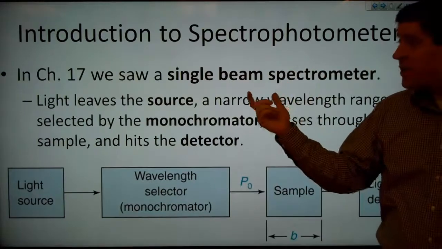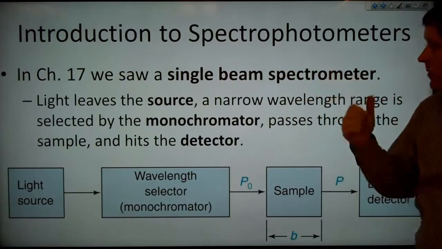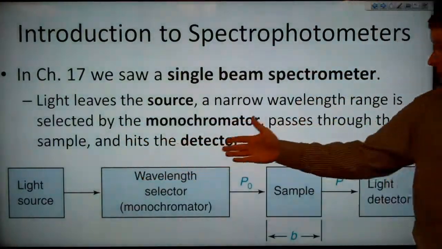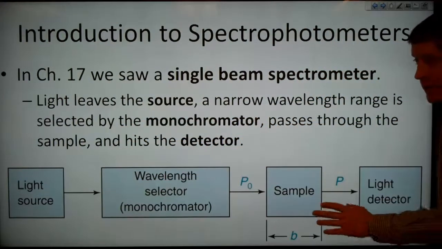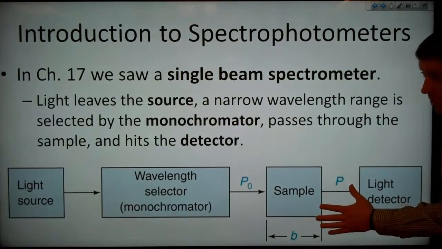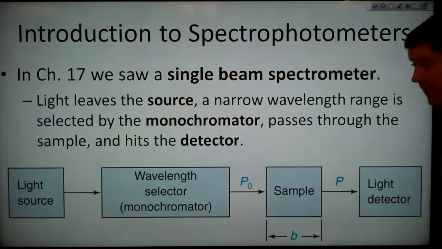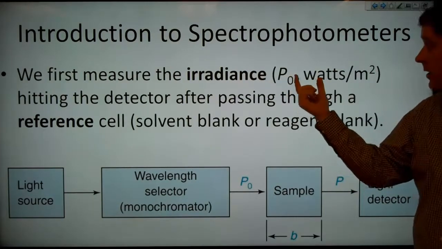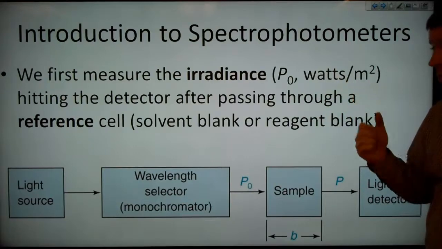So in Chapter 17 we saw a single beam spectrometer where we have light leaving our source. A narrow wavelength range is then selected by our monochromator. That light then passes through our sample and hits our detector. We first measure the irradiance, which is P0. This is in watts per square meter.